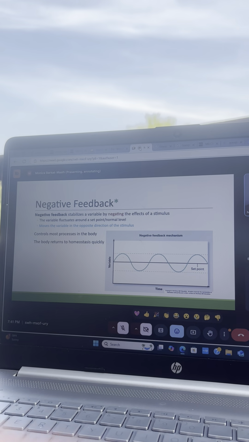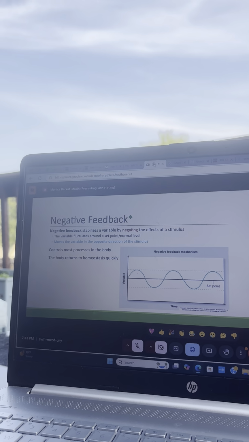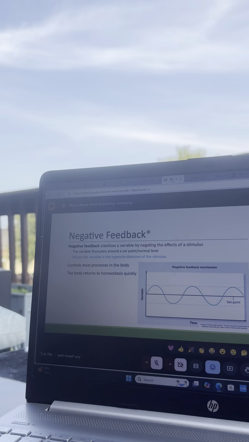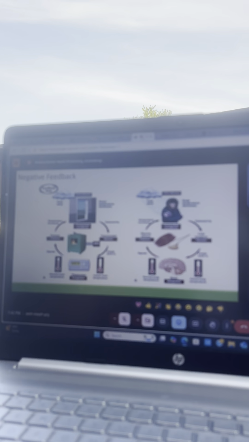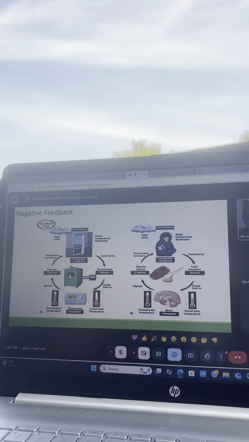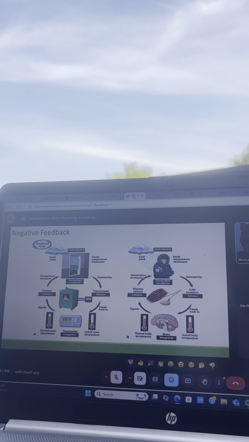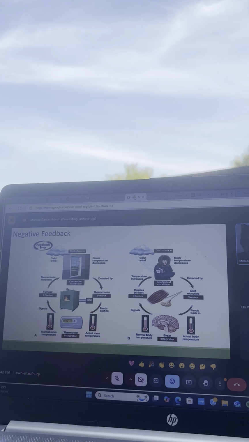What is an example of negative feedback? Now, let's say you are out in the cold and you start shivering. Now, in this mechanism, if you're out in the cold and you start shivering, what is the effector organ?